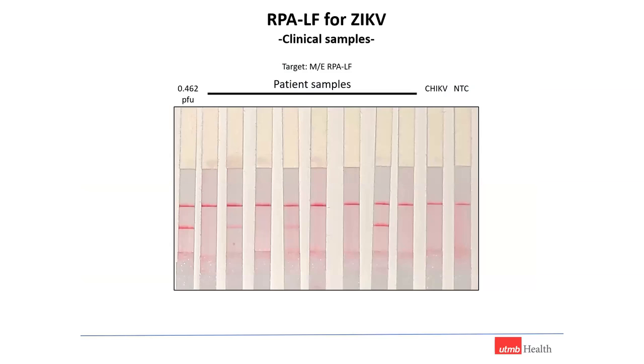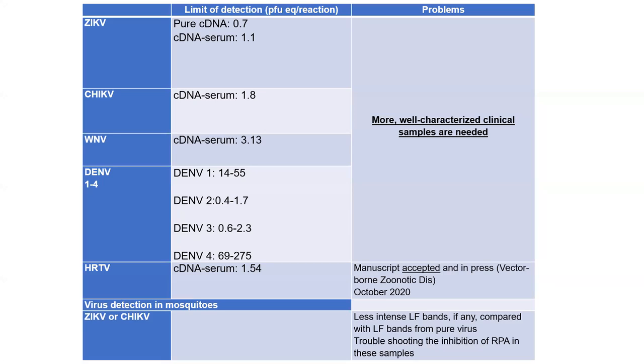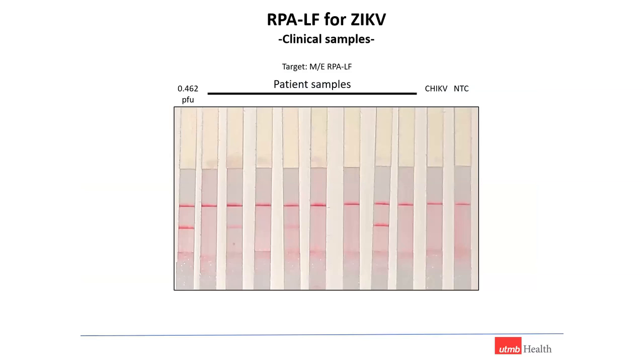So this is just an example of what it looks like when we're doing clinical samples. That's the key problem with our assays right now: we're unable to move forward with publication for Zika and chikungunya because we're lacking in clinical samples. That's something I'm going to address shortly.